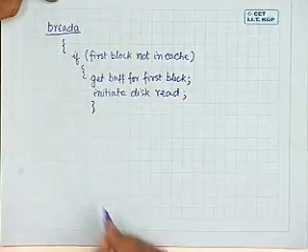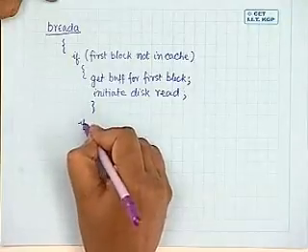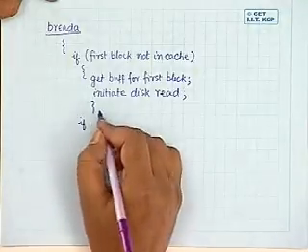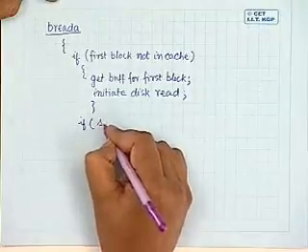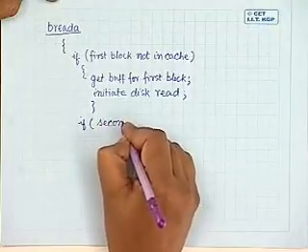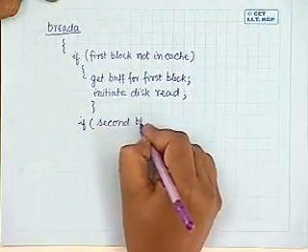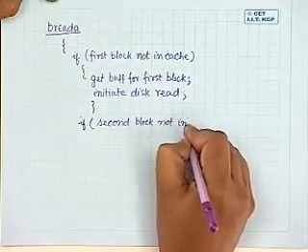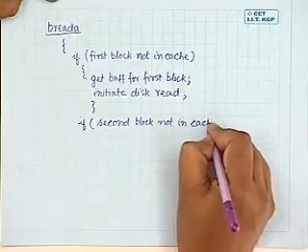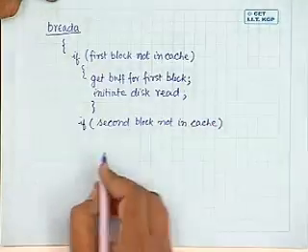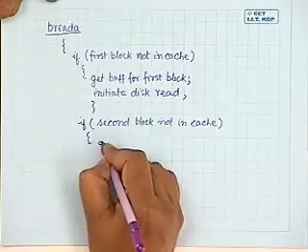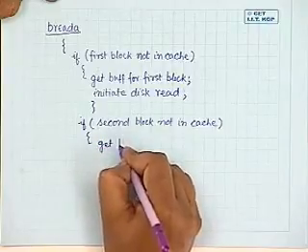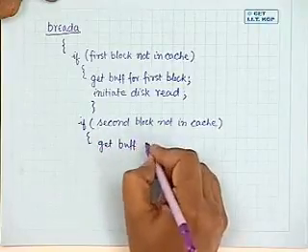After that, you check whether the second block is available in the buffer or not. If the second block is not in cache, then we have to get a buffer for the second block also.